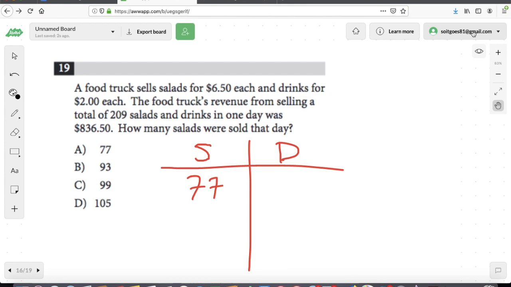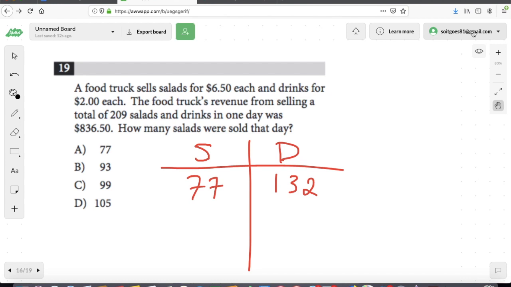Remember, it says 209 salads and drinks were sold. It's a real easy calculation. 132, right? Because it's just 209 minus 77. Any questions about that? No. Great. It's going to be really easy now to find out how much revenue was brought in from 77 salads and 132 drinks. How do we calculate that?